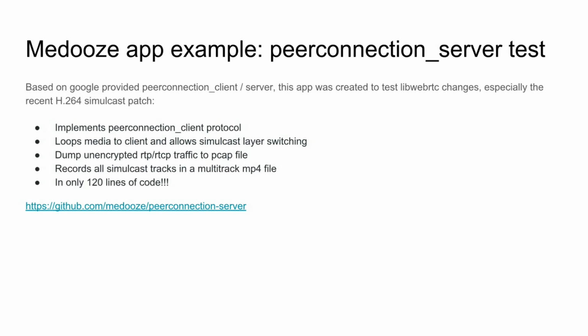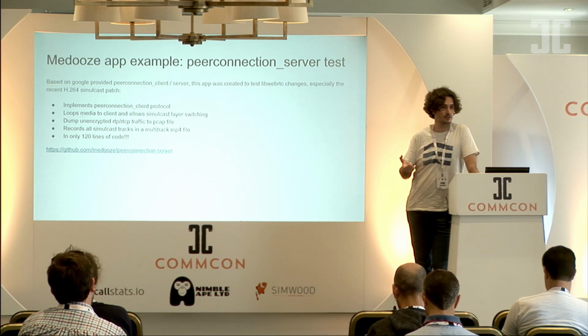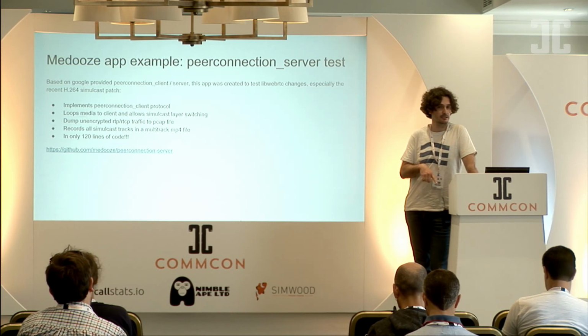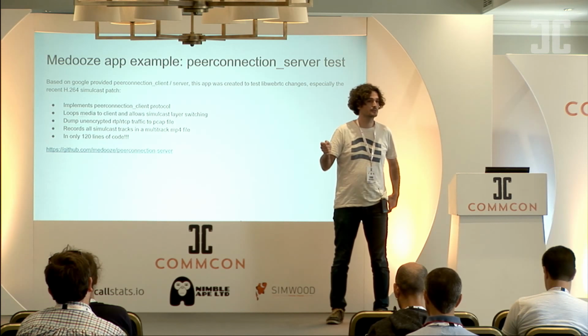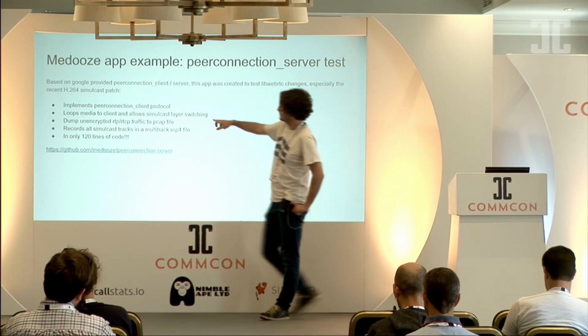implementation in libwebrtc for the H.264 simulcast patch and also the frame marking and the end-to-end encryption in libwebrtc. Testing it in Chrome was no way, because it was like one day compiling Chrome, so I couldn't use anything to test against. So I decided to use my media server to create a mock-up of the PeerConnection server that is delivered with libwebrtc, so I can use the native PeerConnection client to connect to this media server. So this implements the PeerConnection client protocol.